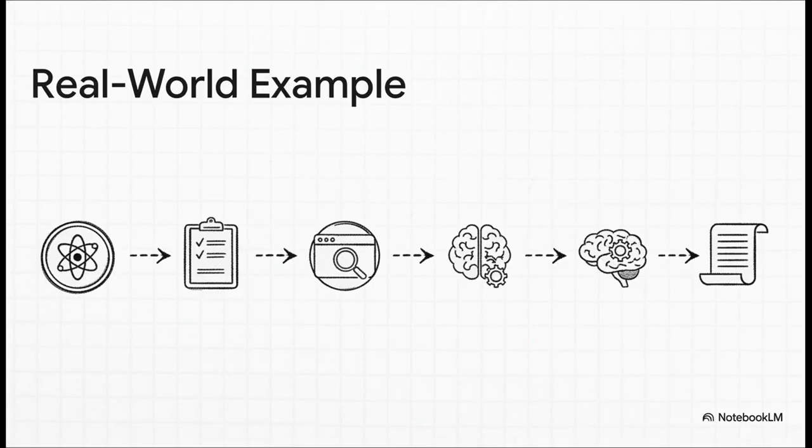So let's make this super concrete. Imagine you give it the goal, research and summarize quantum computing. Instantly, the agent would create a plan, right? Something like define the term, find its core principles, look up applications. Then it just goes. It starts running web searches, reading the content it finds, and finally, it pulls it all together into that summary you asked for.